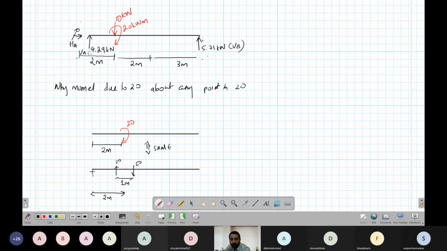Now if you take moment about this point, this is my A point. Summation of moment about A, anti-clockwise. Now 20 into, what is this distance? 2 minus 0.5 is 1.5. So 20 times 1.5, plus, because it's clockwise, minus 20 times, 1.5 plus 1 is 2.5. So that is 20 into 1.5 minus 20 into 2.5, equal to 20 into minus 1.